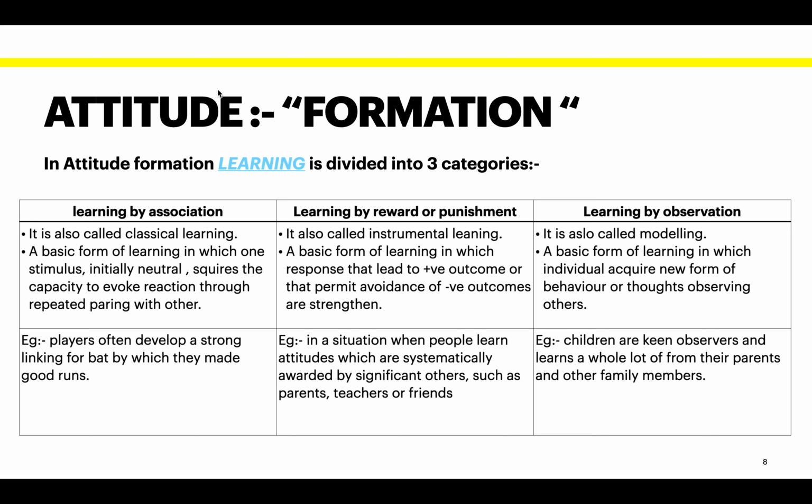Okay, now learning by association is also called classical learning, a basic form of learning in which one stimulus, initially neutral, acquires the capacity to evoke a reaction through repeated pairing with another.